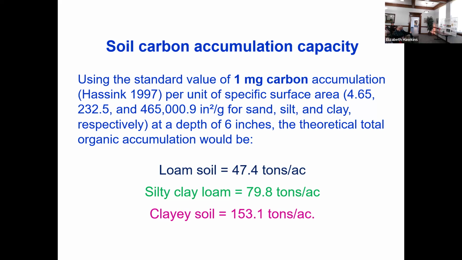Based on this concept, a loamy soil can sequester at 6 inches depth around 47 or 50 tons of carbon per hectare, maximum theoretical capacity. Silty clay loam around 80 tons per acre, and clay soil 150. So think about how much capacity clay has to absorb and sequester carbon.